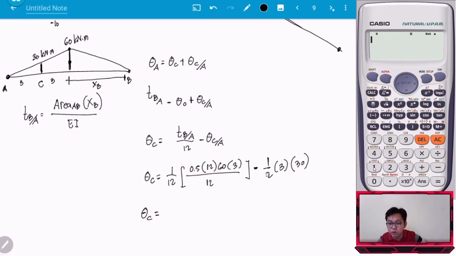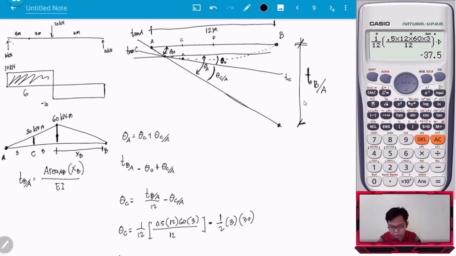1/12 pala, 1/12 times 0.5 times 12 times 60 times 3/12, and then minus 0.5 times 3 times 30. Tama ba? Tama. Lagay ko na lang 1. Tama no? 1/12, 0.5, 12, 60 times 3, 12. Okay, so ano yung sagot natin dito? Yan, that's negative 37.5. Uy, medyo may mali tayo guys.